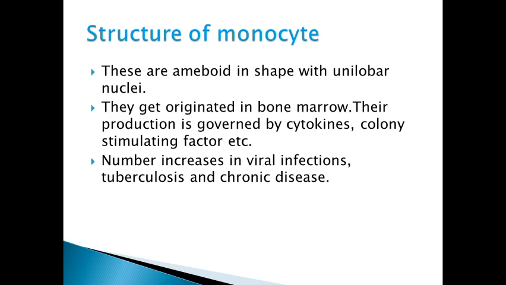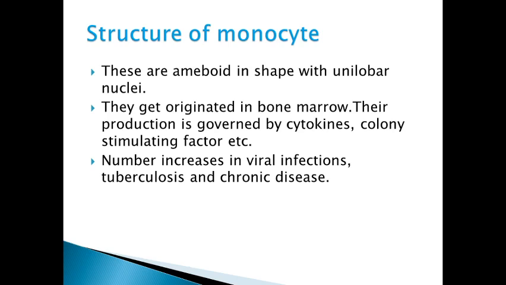In case of autoimmunity, we discussed that there is a presence of autoantibodies against the self antigen. So in that case also the monocyte number goes on increasing, and that sometimes also indicates the possibility of cancer. Regarding the structure of monocyte, we studied that these are amoeboid in shape with unilobar nuclei. Last time we discussed the structure of monocyte, still I am going to repeat it again.